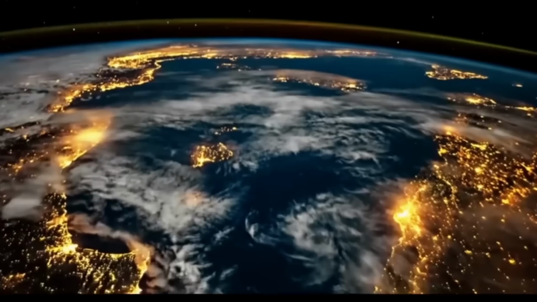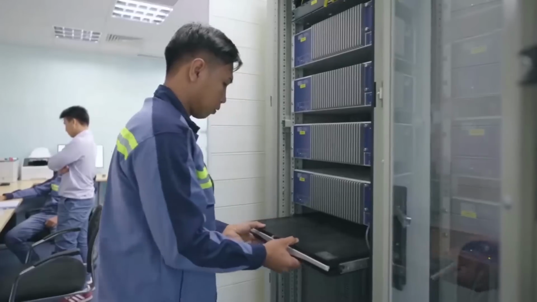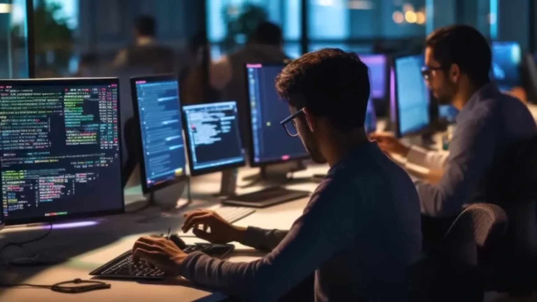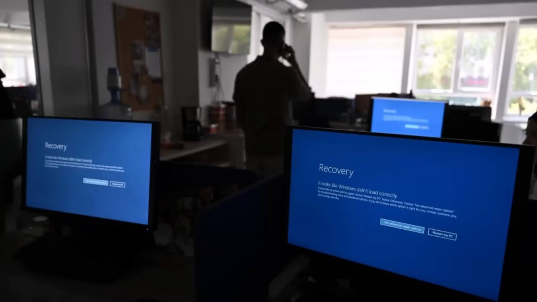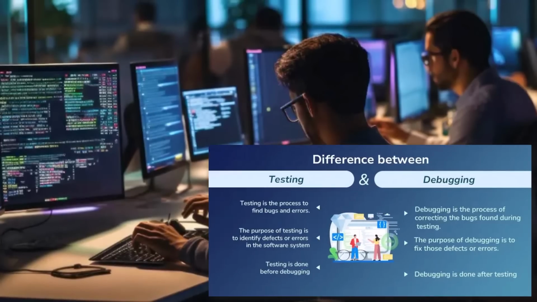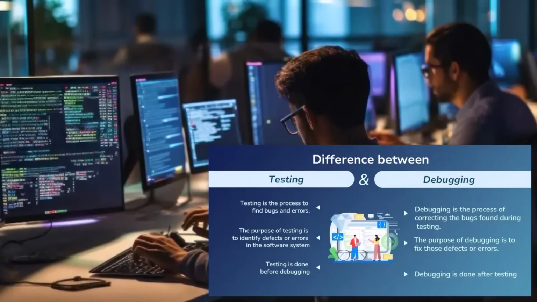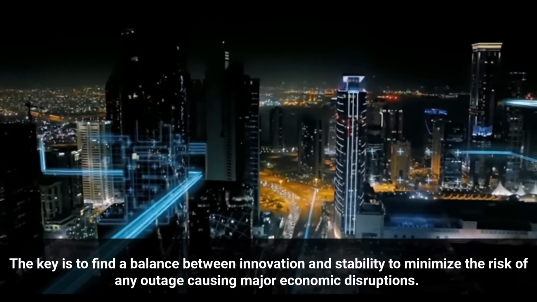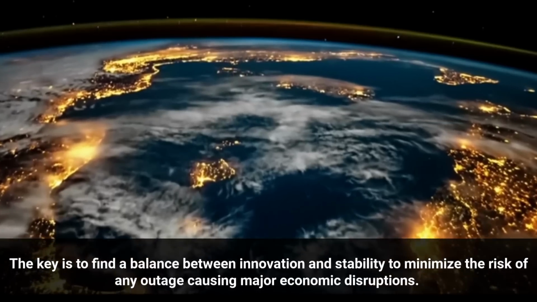Businesses, governments, and individuals use technology for communication, transactions, and critical infrastructure control. Software companies invest heavily in testing and security measures to minimize bugs and vulnerabilities. Regular updates and patches are crucial in keeping systems stable, but still, such incidents are not 100% avoidable. This is why rigorous testing, code reviews, and debugging are essential parts of the software development process to identify and fix any issues before the software is released. The key is to find a balance between innovation and stability to minimize the risk of any outage causing major economic disruptions.